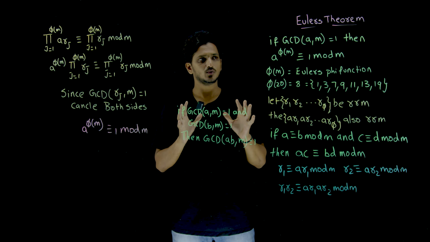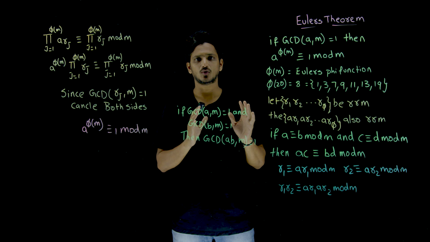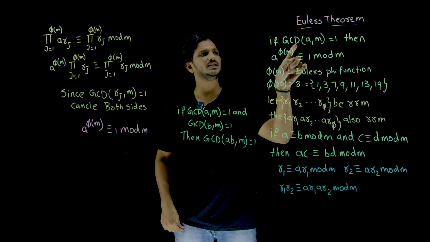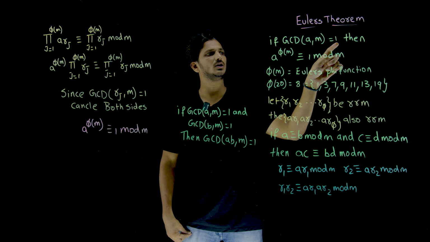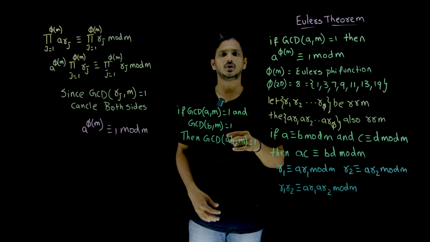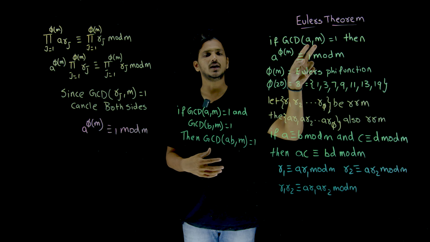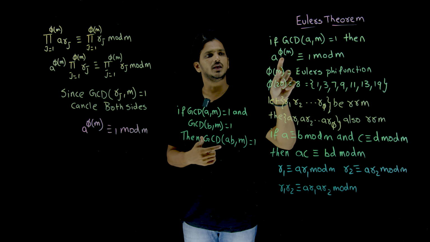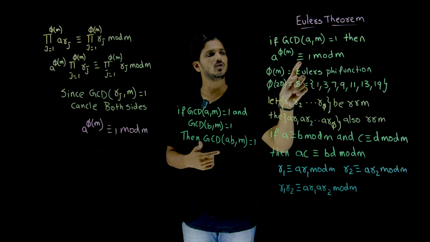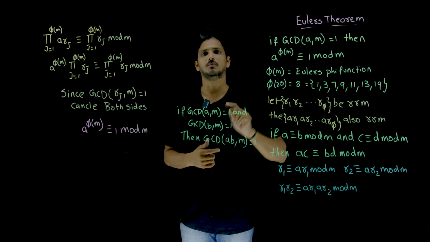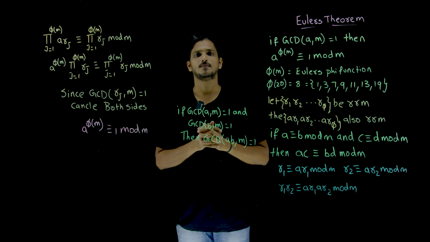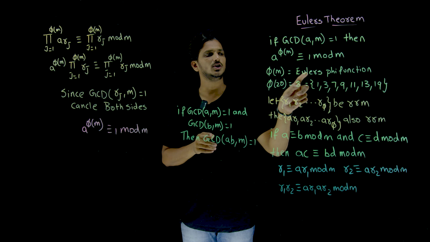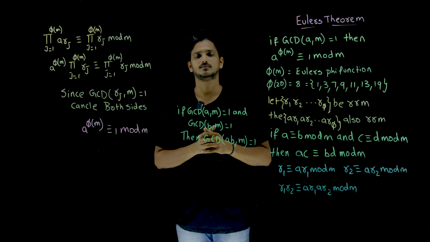So what is meant by Euler's theorem? What we have to show, let's try to understand. If GCD of A comma M equal to 1, you take any two numbers A comma M and the GCD value is equal to 1, then A power phi M is congruent to 1 mod M. This is what we need to show. Here phi of M means Euler's phi function.